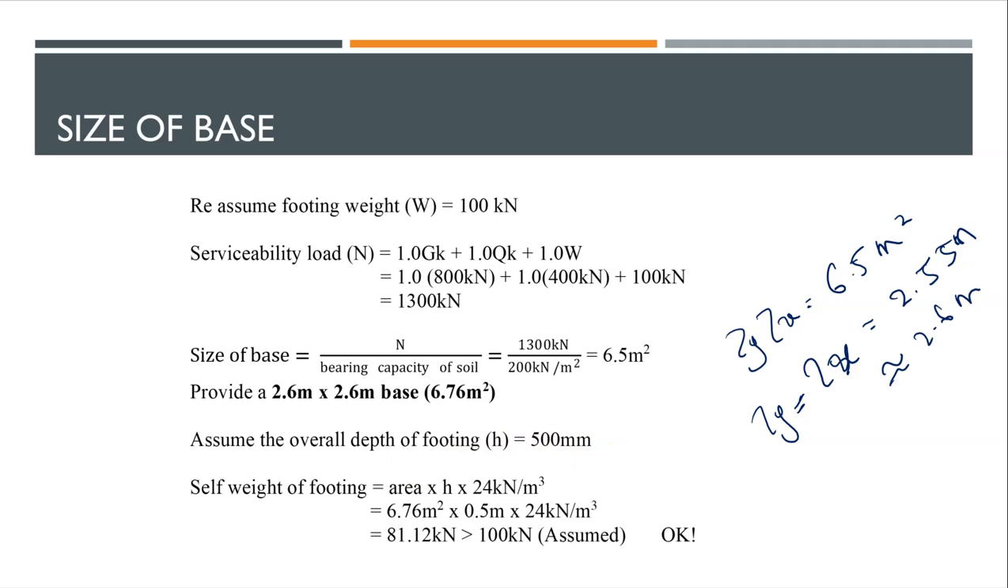Okay, and again I have to make sure that it is not exceeding the self weight that I assumed, the footing weight yang I assume earlier. So 6.76 is based on the area. I darabkan dengan dia punya height again to 24 and I get that 81.12, which is salah ni, typo, less than 100 kilonewton as what has been assumed earlier. So which means it is okay. Okay, so after that we can actually proceed to the next step.